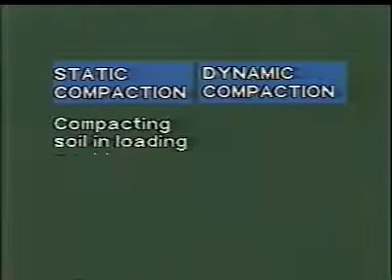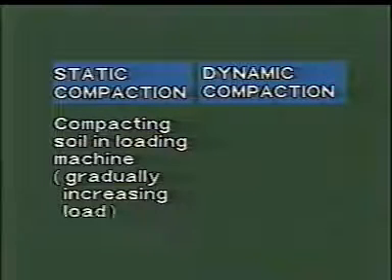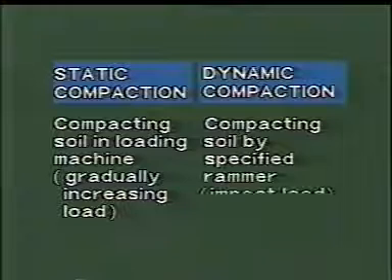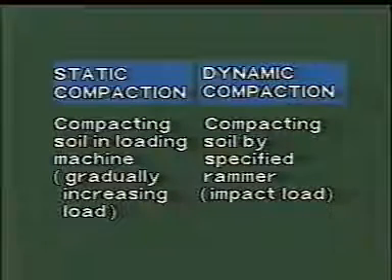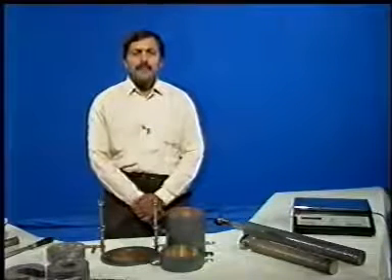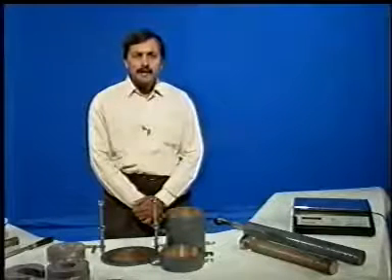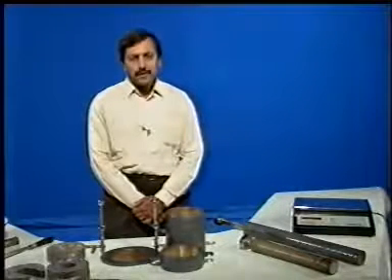In static compaction, a gradually increasing load is applied, whereas in dynamic compaction, the specimen is compacted by a suitable rammer. A dynamically compacted specimen can be prepared either by light compaction or by heavy compaction.